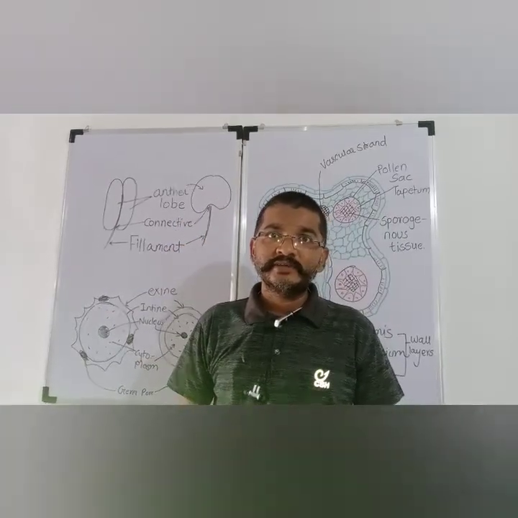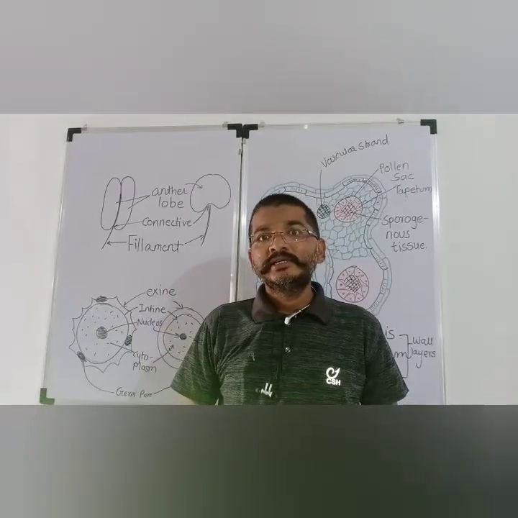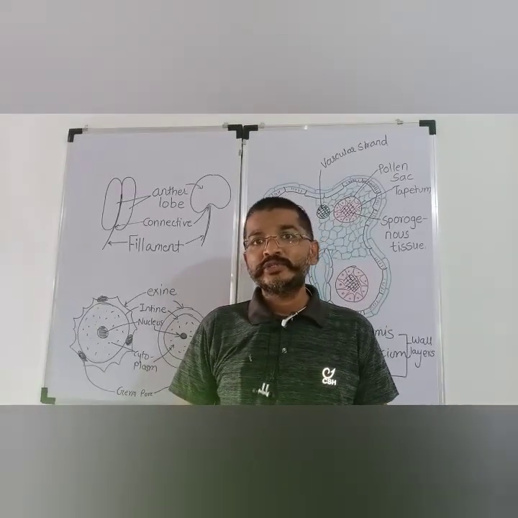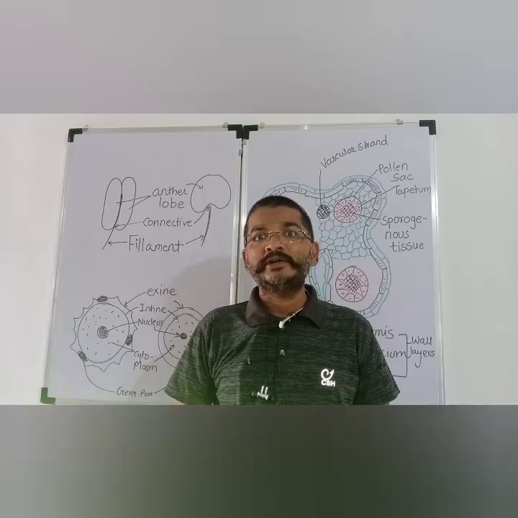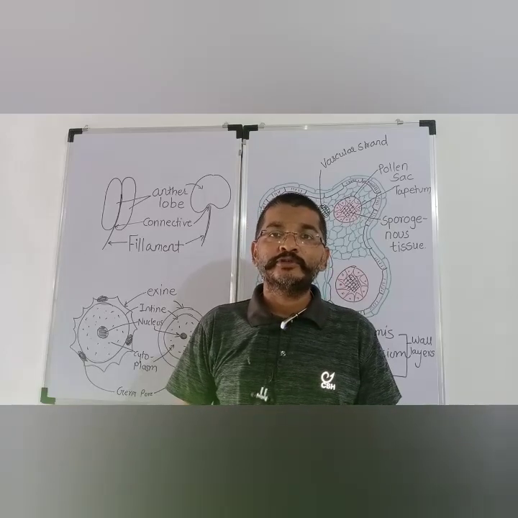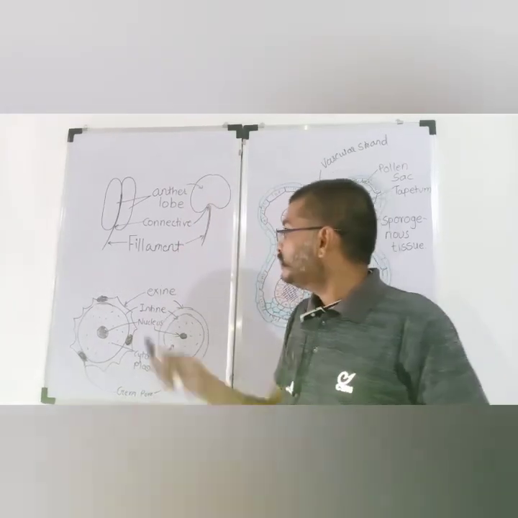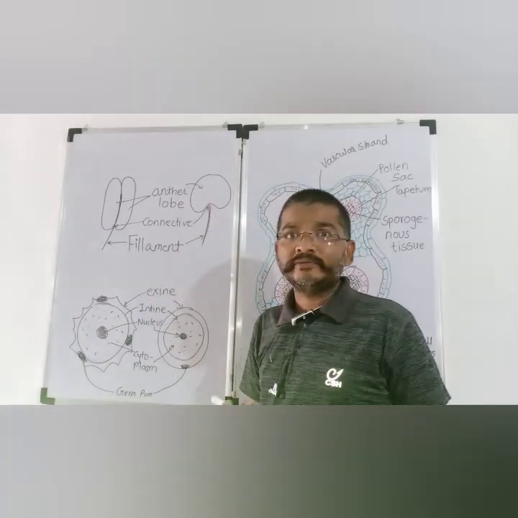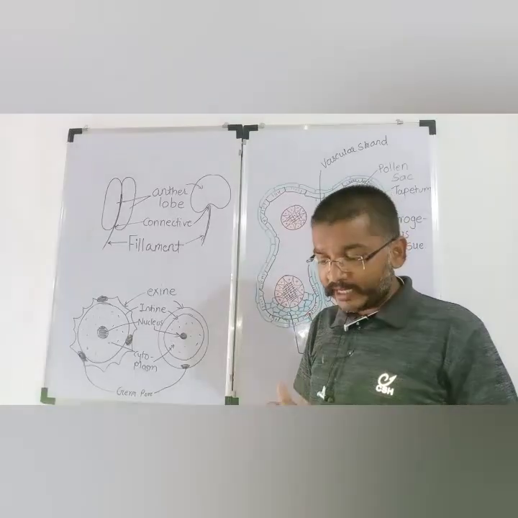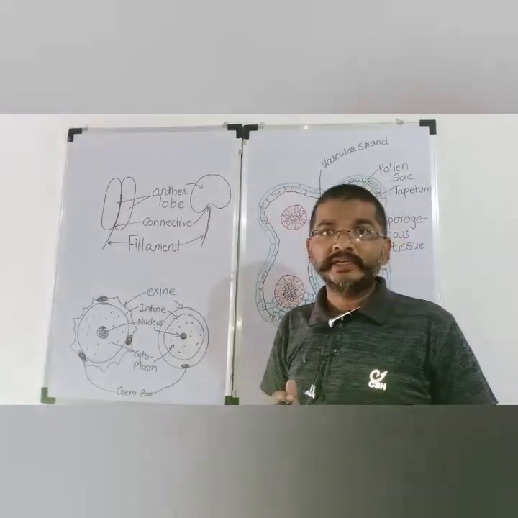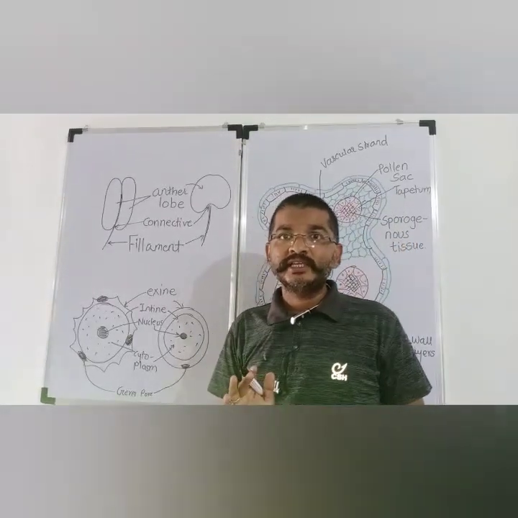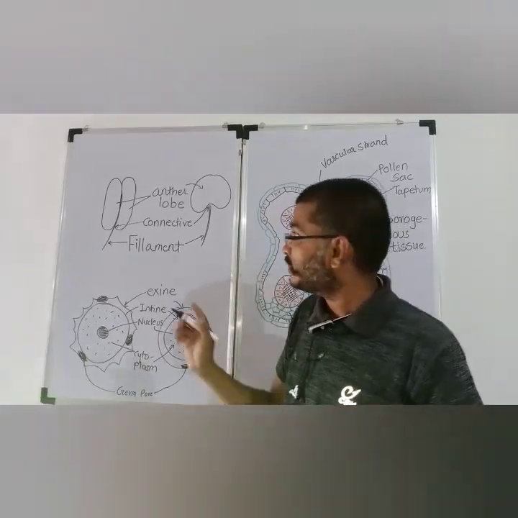Now, in today's lecture, we are going to see how these two sex organs, androecium and gynoecium, are directly involved in the process of sexual reproduction. So first of all, we'll see the structure of the anther. What is androecium? Androecium is the third whorl from the periphery, which is the male sex organ. The members of the androecium are called stamens.